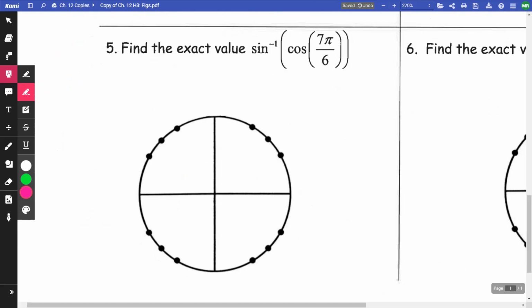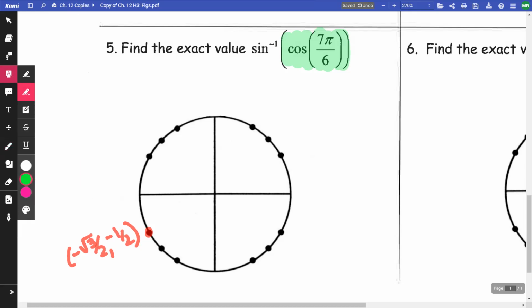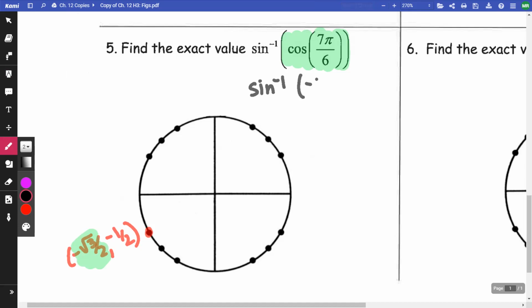On number 5, I am first again going to start with the inside, and I'm looking at 7 pi 6. So 7 pi 6 is going to be right here. Let me just get the coordinates of this. This is going to be negative root 3 halves, comma, negative 1 half. The cosine of that is our x value. So what I'm really going to be finding is sine inverse of negative root 3 halves.